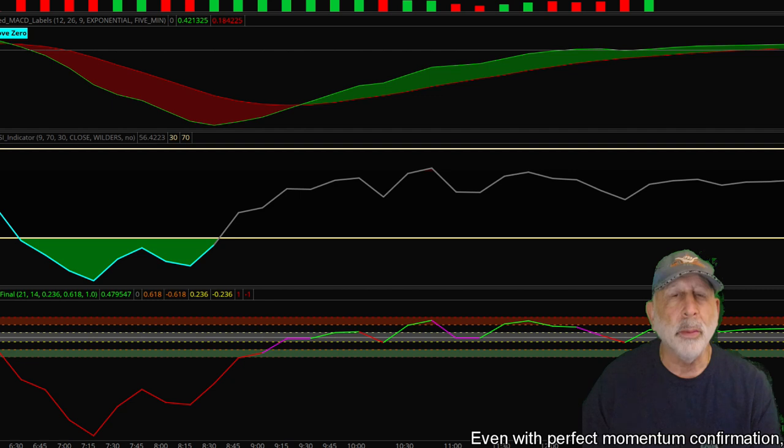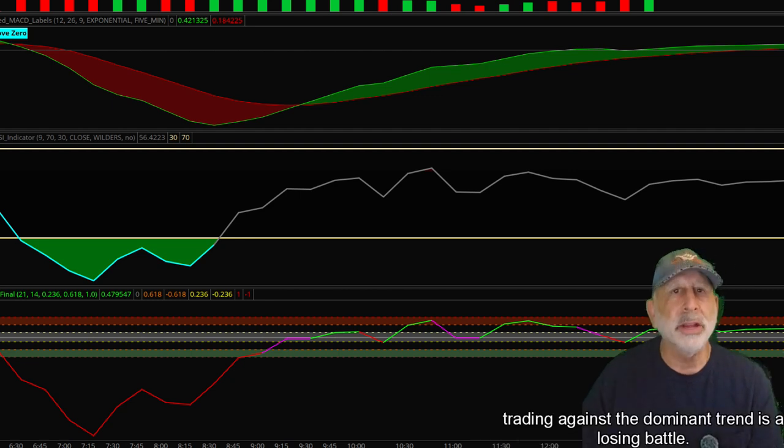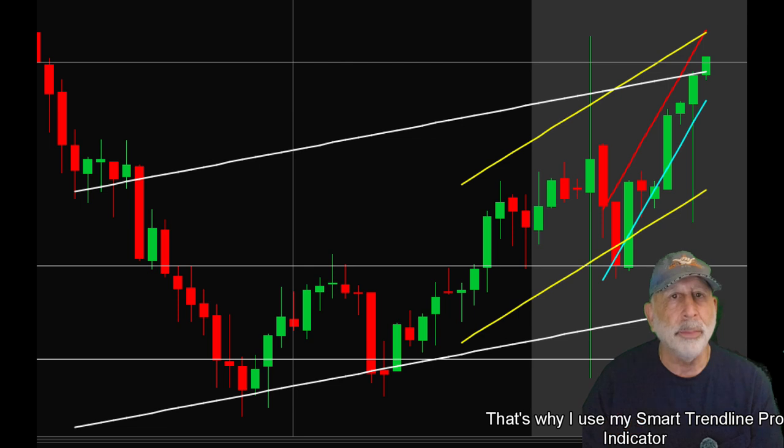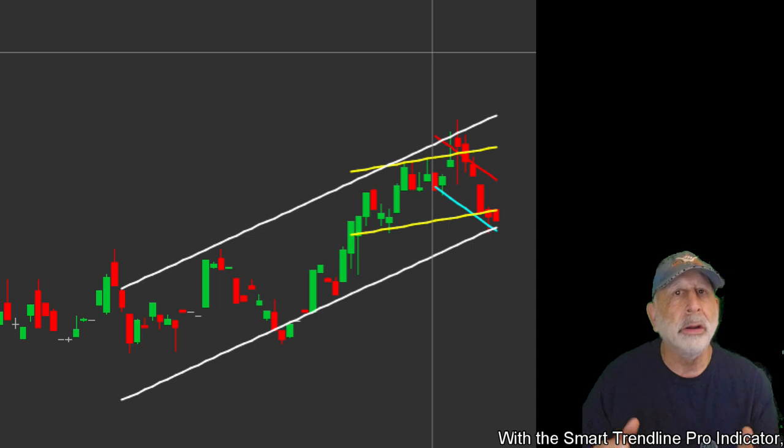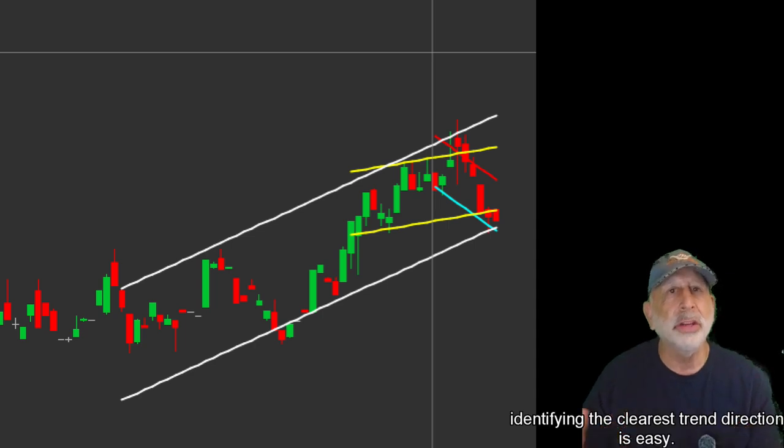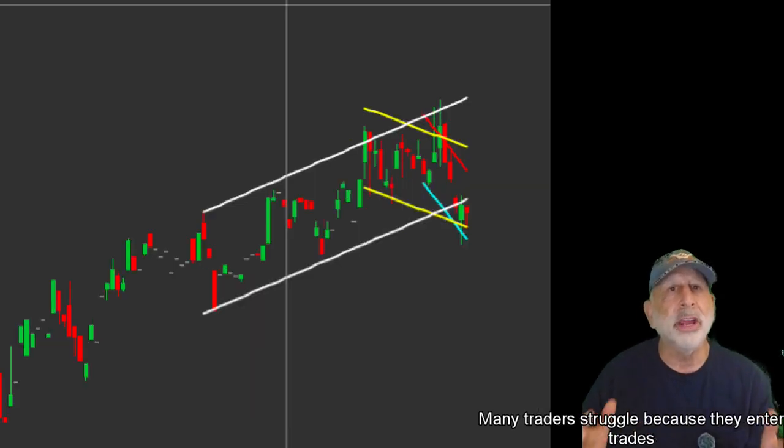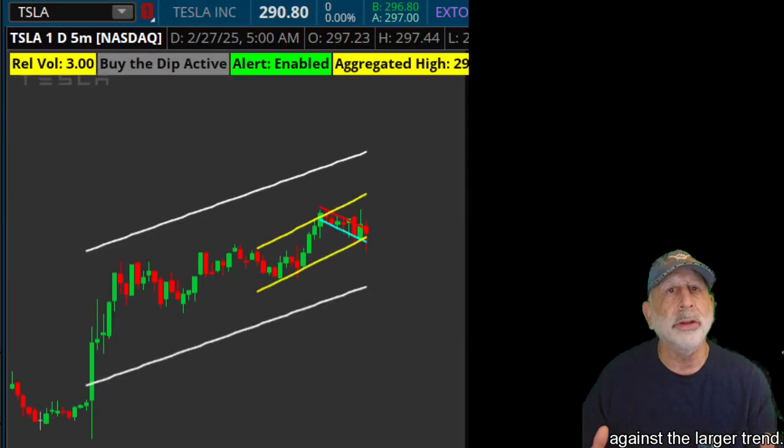Even with perfect momentum confirmation, trading against the dominant trend is a losing battle. That's why I use my Smart Trendline Pro indicator to confirm trend direction across multiple time frames. With the Smart Trendline Pro indicator, identifying the clearest trend direction is easy. Many traders struggle because they enter trades against the larger trend. This indicator ensures I stay on the right side of the market.